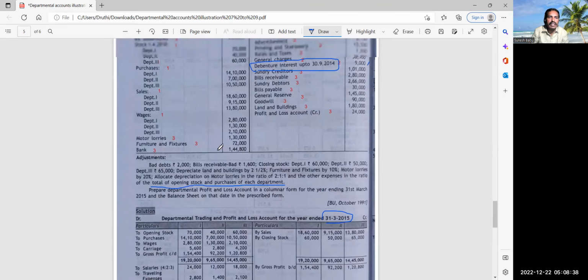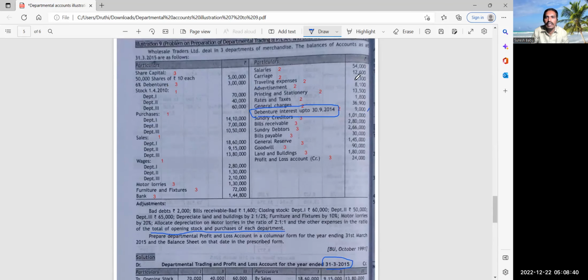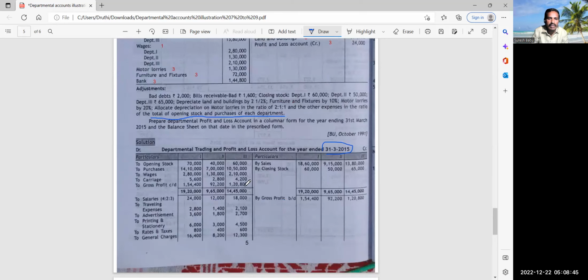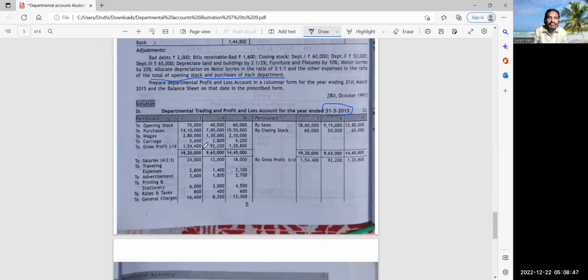Carriage. What did they say? Carriage 12,600. So in what ratio? 5,600, 2,800, 4,200. Correct? So that means 4:2:3. What ratio? Other expenses ratio.